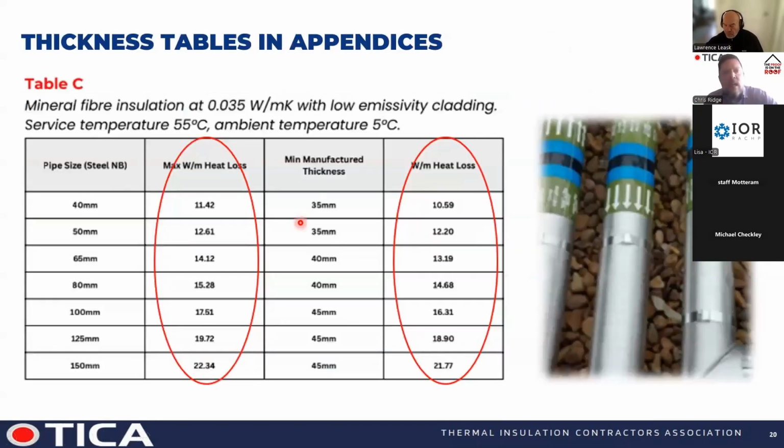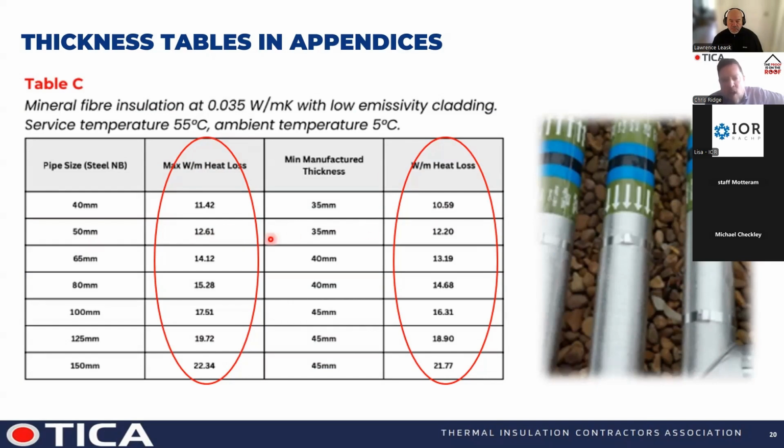And so what we have is just a couple of examples to show you how we've done this, because the way that BS 5422 lays things out is it gives you a maximum either heat gain for below ambient or heat loss for above ambient. It gives you a maximum watts per meter scenario that you need to meet. So you can see here, for example, for a 50 mil nominal bore pipe, the maximum heat loss you can have is 12.61. This is on the commercial, so this is taking a commercial heat pump scenario into account.